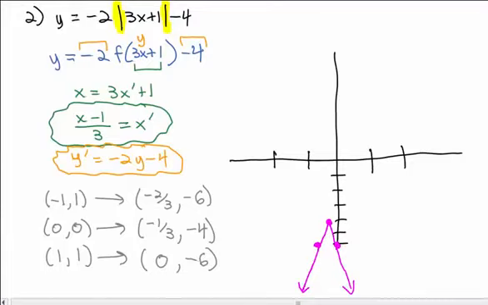Let's try another example. We need to be really good at this process. Number 3, we're going to say y equals parentheses 1/3 x minus 1 squared plus 2. What's the main operation of this function? Well, as you might expect, putting stuff in parentheses and squaring it is the main operation. This is a quadratic function.